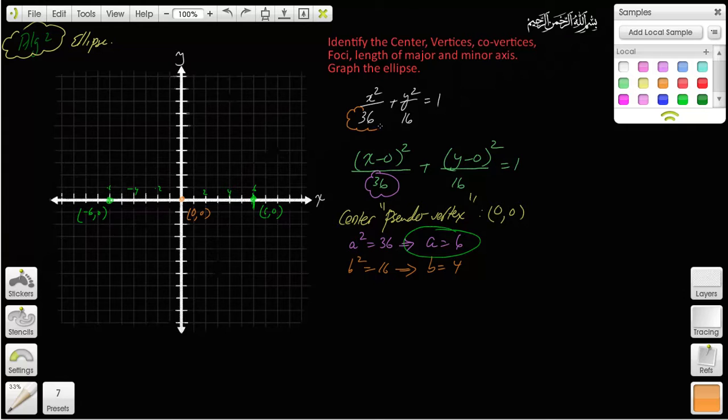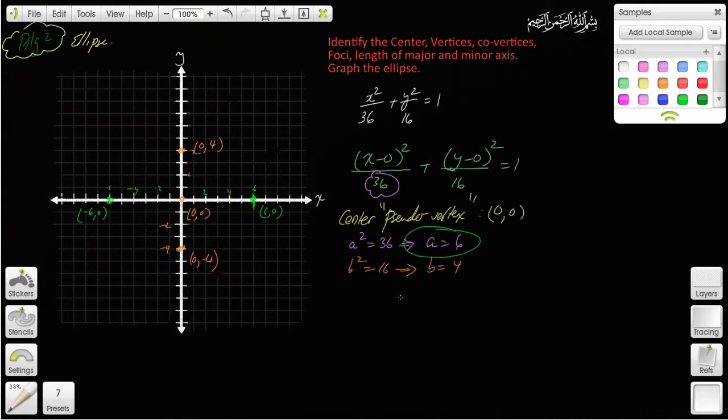But anyway, the bigger number is the a. If it's below x, it's a horizontal ellipse, and if the bigger number is below y, it's going to be a vertical ellipse. So this is going to be a horizontal ellipse. And b is 4, so you can go up to 4, so that's going to be one of the co-vertices, and -4 is going to be the other one of the co-vertices. So let's label this. x is 0 and 4, and x is 0 and -4, so those are the co-vertices.